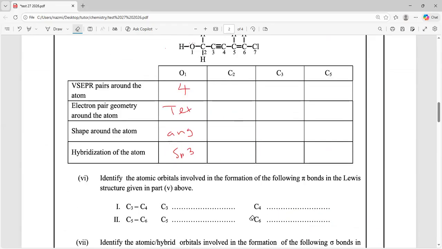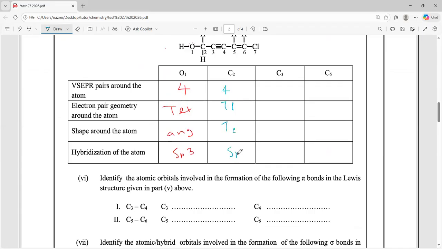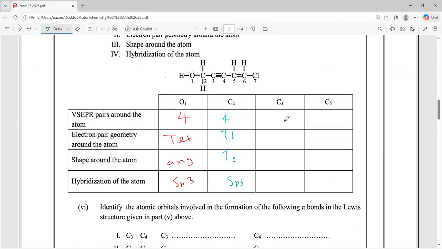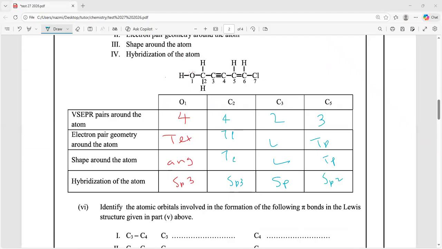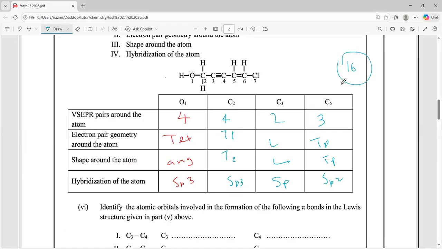Then filling this table, C2 is again 4, tetrahedral, sp3. C3 is 2, linear, sp. C5 is 3, trigonal planar, sp2. So here the marks is 1 into 16, 16 marks.